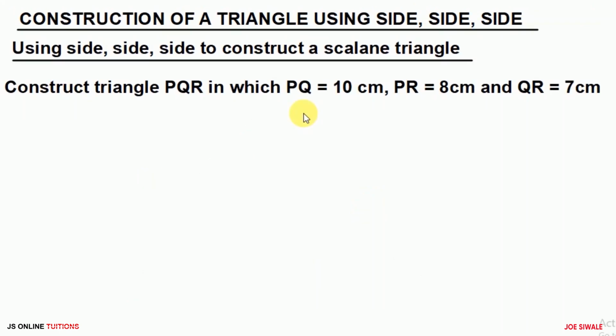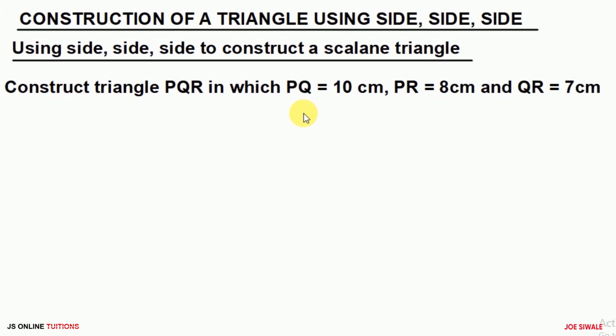Let us now look at construction of a triangle using side, side, side. And we're going to use our example to construct a scaling triangle using side, side, side. And our example reads, construct triangle PQR in which PQ is equal to 10 centimeters, PR is equal to 8 centimeters, and QR is equal to 7 centimeters.